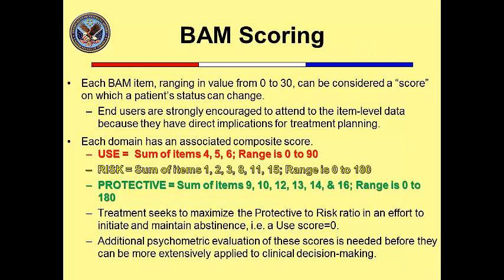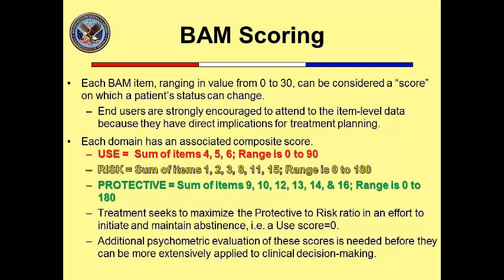In terms of the scoring, what we really emphasize to end users is that each BAM item be considered a score in and of itself, ranging in value from 0 to 30, and on which change over time can be evaluated. But in addition to the items, there are also scores associated with the 3 domains: use, risk, and protective. And we include the simple formulas for each of those. In the case of all the scores, remember the items themselves range in value from 0 to 30, and their sum leads to the ranges of the scores for use being 0 to 90, for risk being 0 to 180, and for protective factors being 0 to 180 as well.